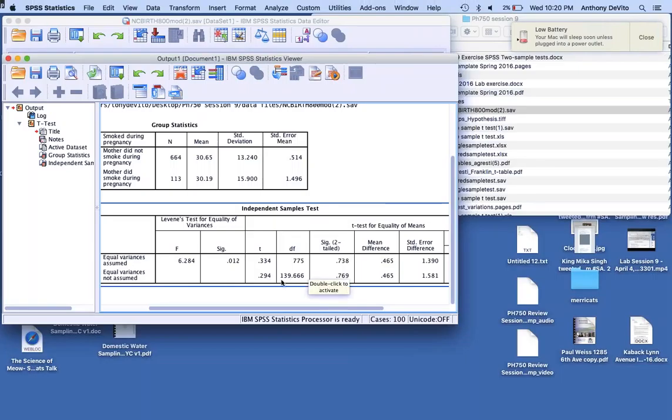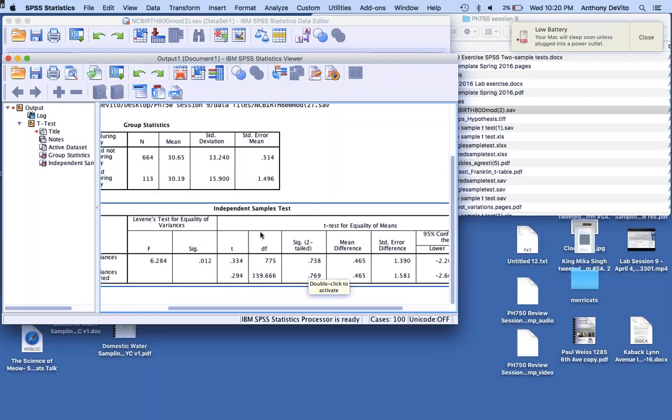Okay, so let's see what our t-score is. Our t-score is 0.294. Well, that's not very good, is it? That's a small number. It's not even 1. So these two means are only about a third of a standard deviation apart. That's not very promising. And our degrees of freedom are 139.666. Remember that when we did unequal variances, it uses that complicated formula to calculate the degrees of freedom. That's why we got such an odd number.